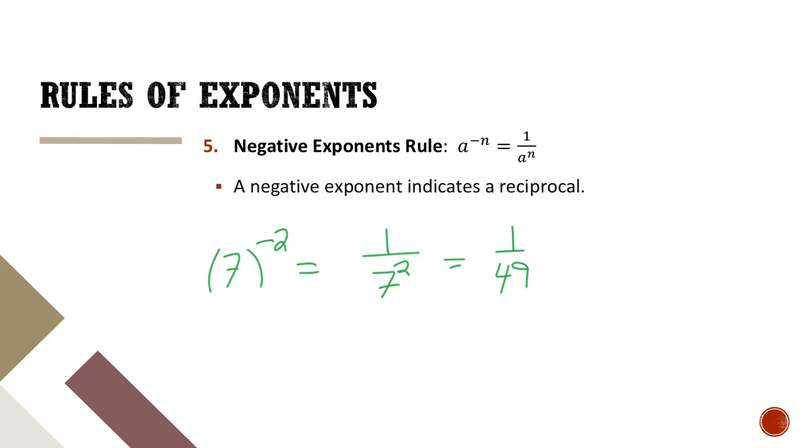Now the other way around, if I had 2 over 3 all to the -3 power, what this says is we're taking this -3, putting it to the 2, and we're taking it, putting it to the 3.